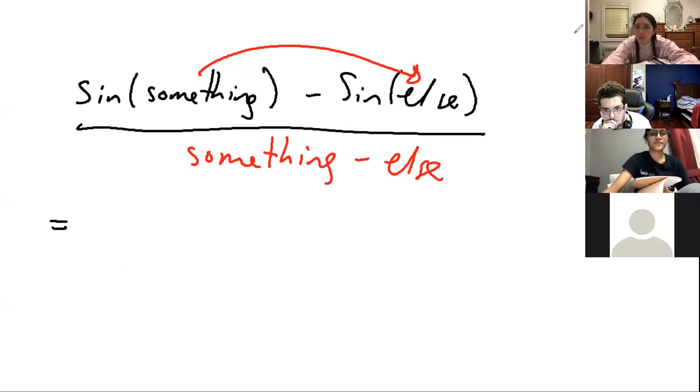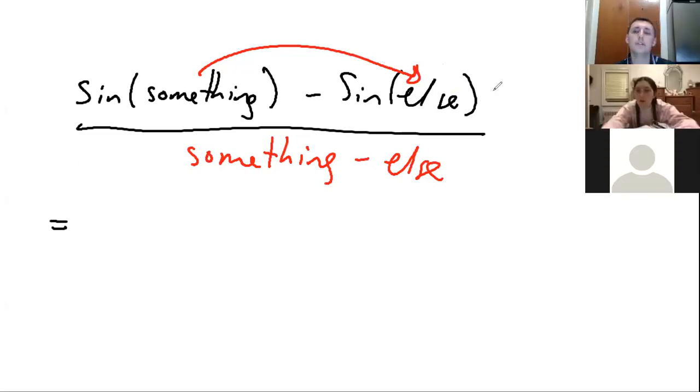Almost, Alisa. What is the answer? We said something goes to else and we divide by something minus else. Why did we divide by something minus else? Because what does the entire ratio become? The entire ratio is what? Well, James, careful. You see, we divided by something minus else. What's the entire thing equal to?